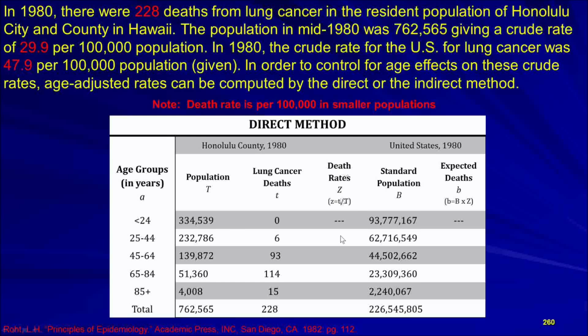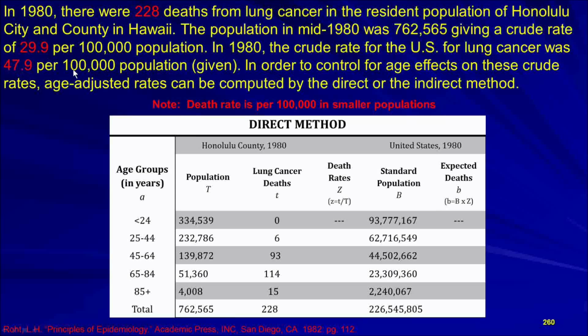And we're going to have this information. Obviously, I'll talk about the zero, because you'll see how we're going to come up with the expected rate in just a moment. So I want you to remember the 228. I want you to remember the 29 per 100,000 population for the subgroup, which is Honolulu County, and I want you to remember the 47.9 per 100,000 population for the U.S. And in this particular case, that was a given.